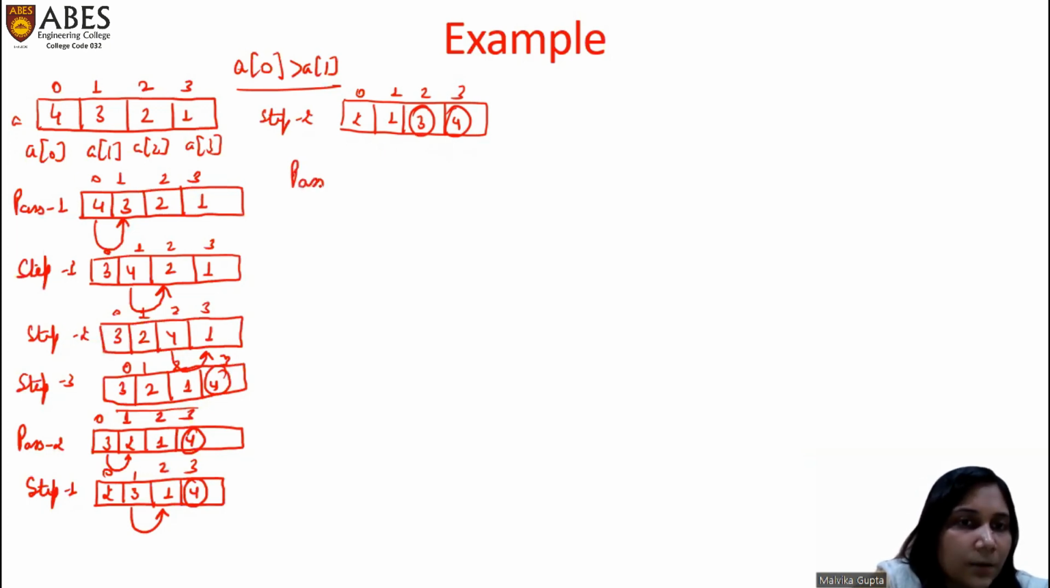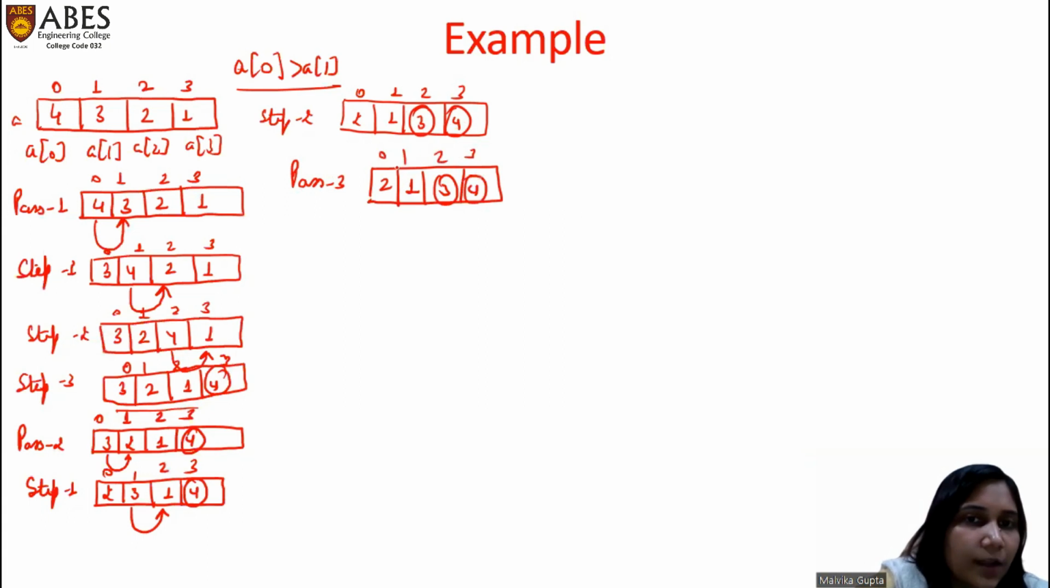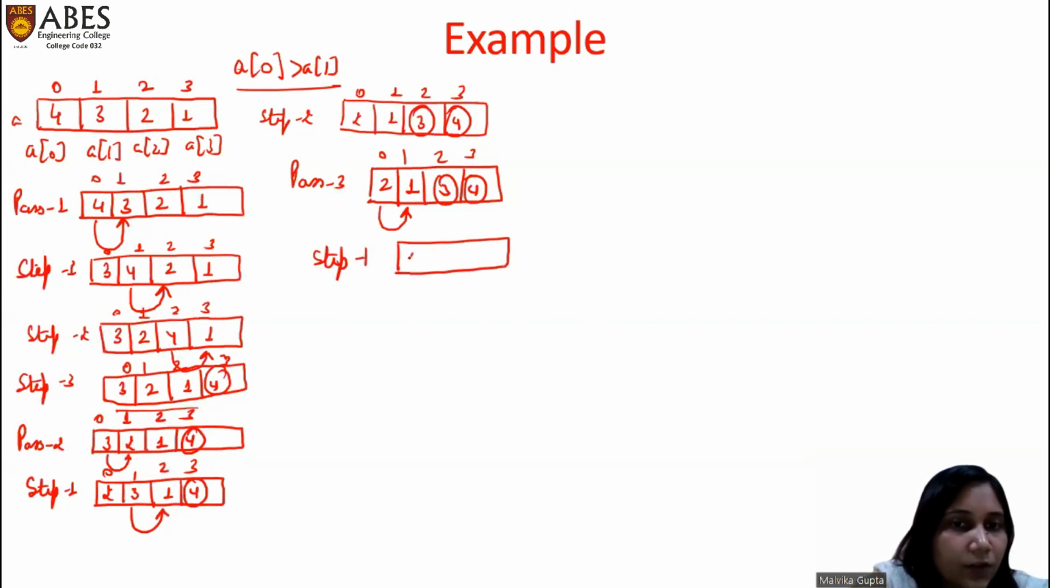So for pass number 3, we have the input array as 2, 1, 3, and 4. 0, 1, 2, and 3. Now you compare from here. Starting is always from, at every pass you will come back to the 0th position and you will start comparing from here. So 2 is greater than 1. Yes, condition is true. So if the condition is true, then you are performing swapping. 2, 3, and 4.